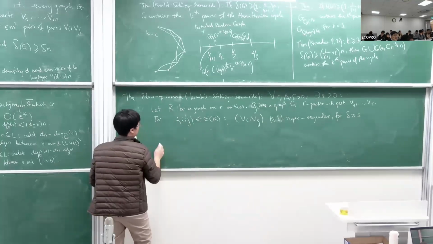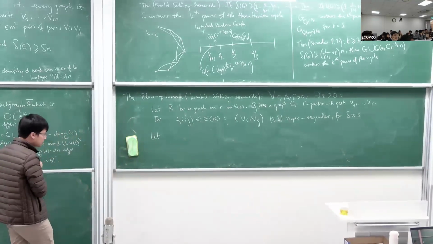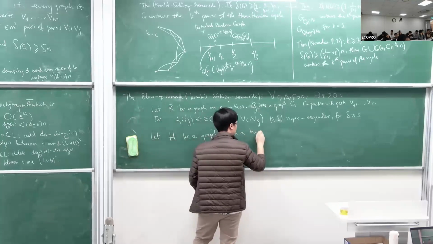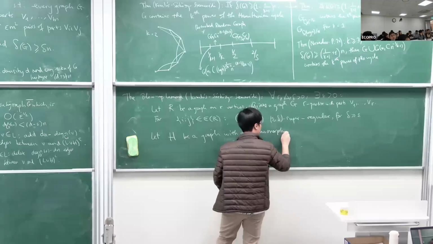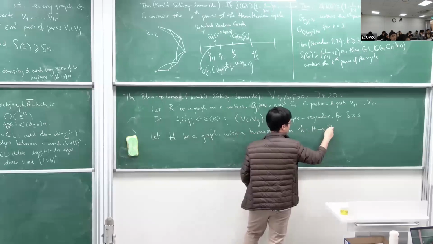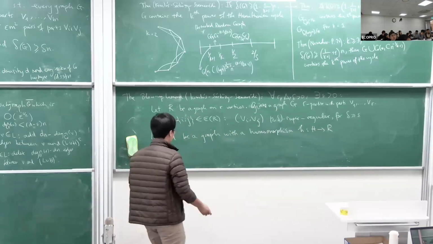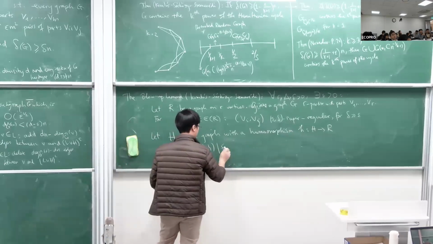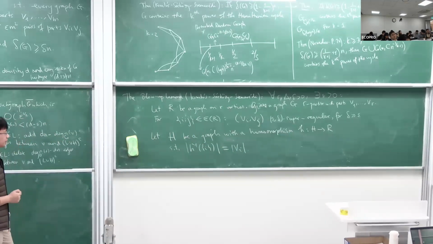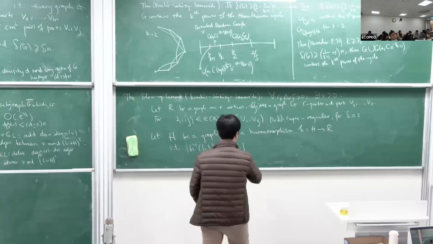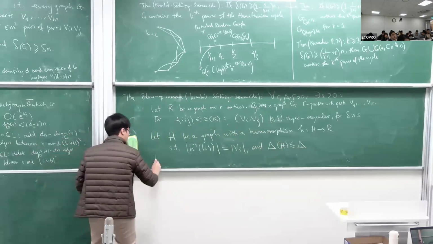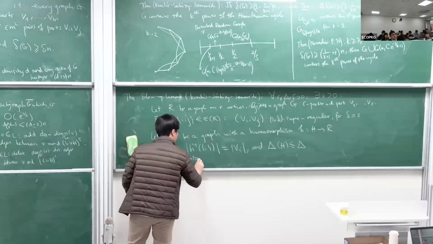Then we are given this target graph H that we want to embed. So let H be a graph with a homomorphism little h from H to this graph R. We'll need the constraint that the inverse image of any vertex i of R has size at most the size of Vi, but in fact, let's assume without loss of generality that it has size exactly equal to Vi. Then we also need that the max degree of H is bounded. The conclusion is that G contains a copy of H.